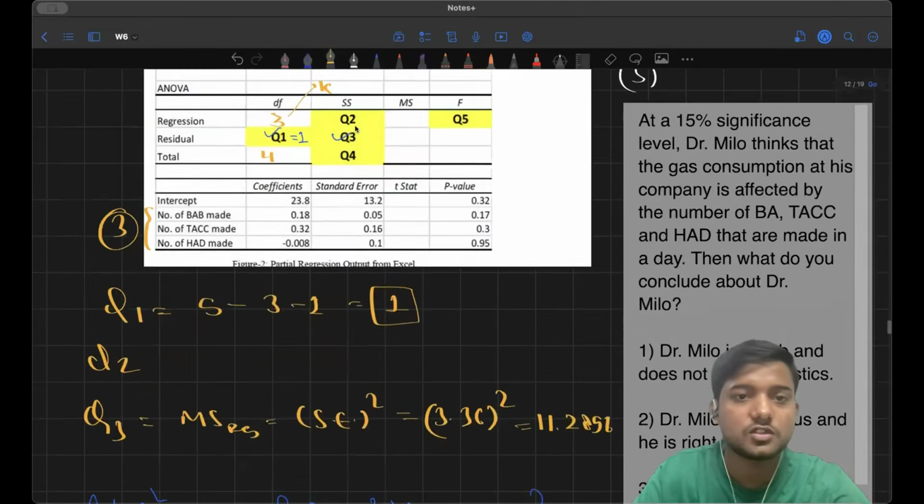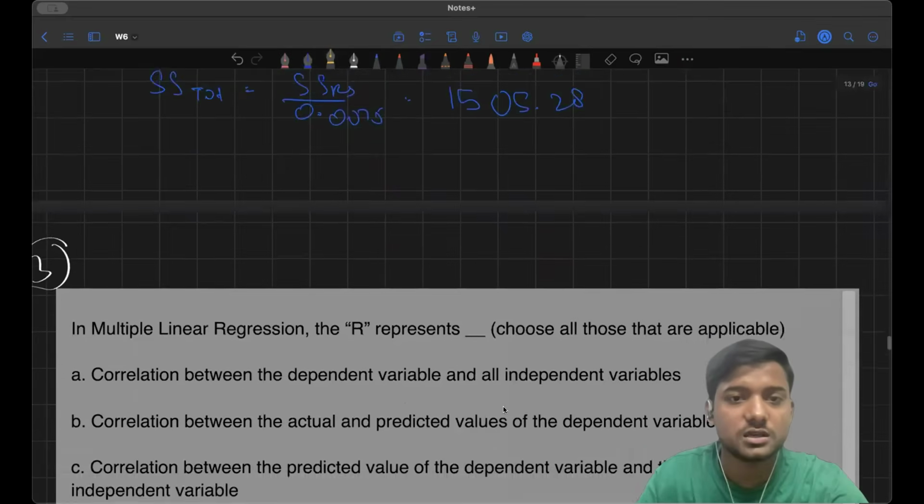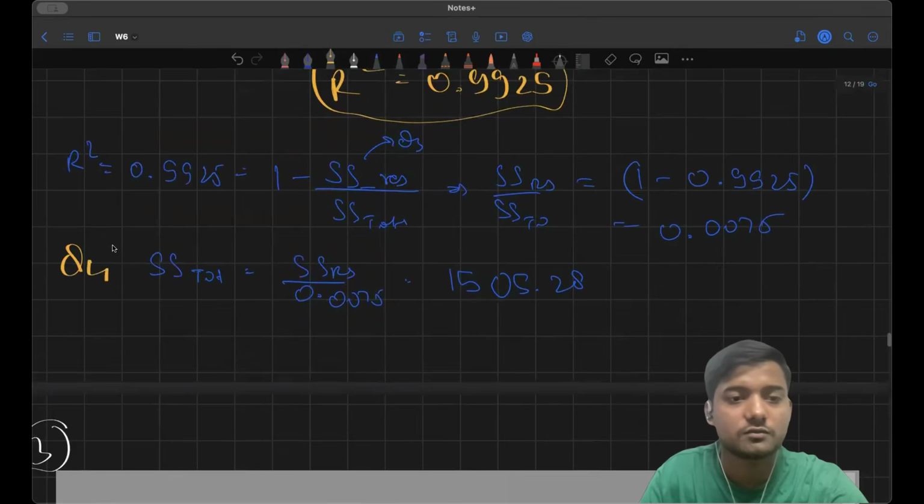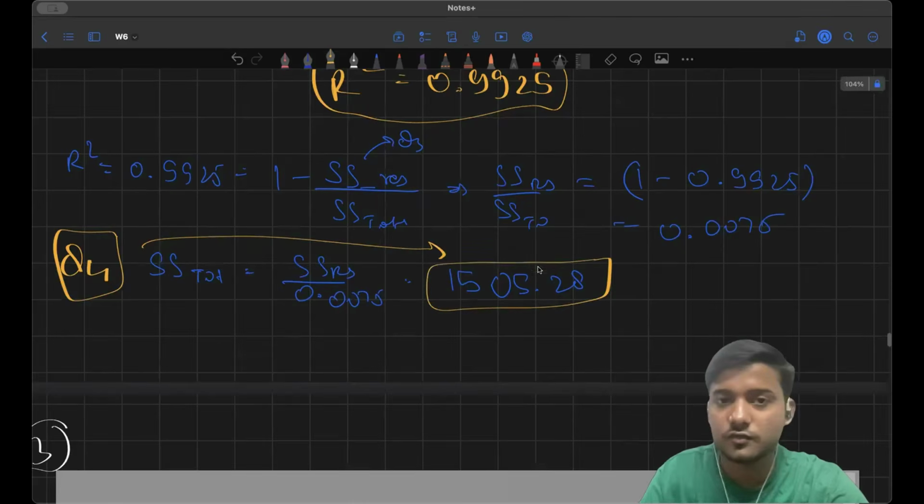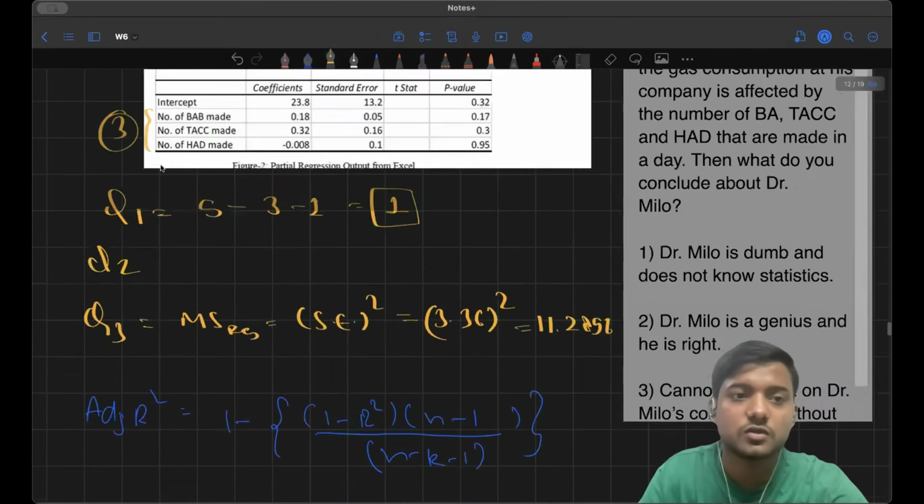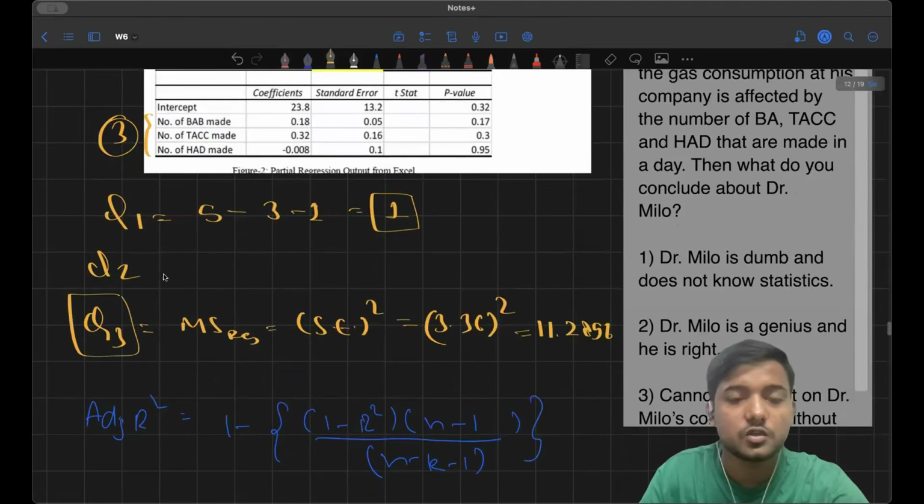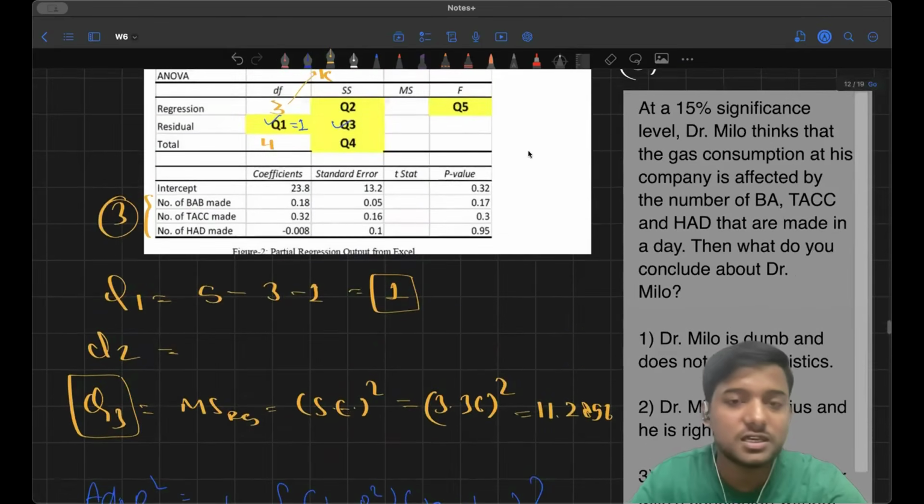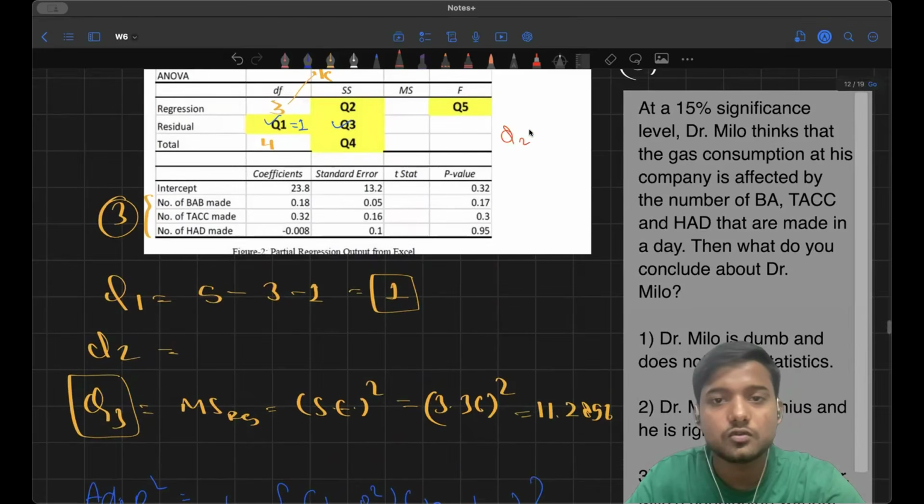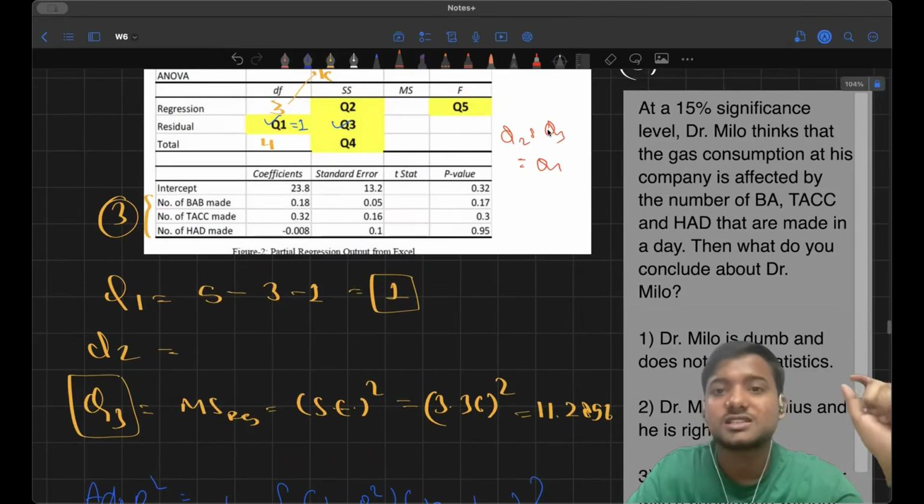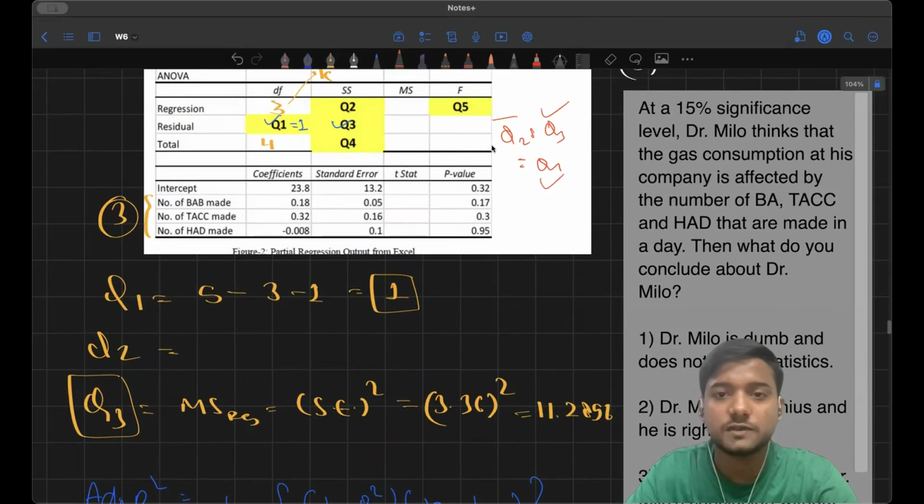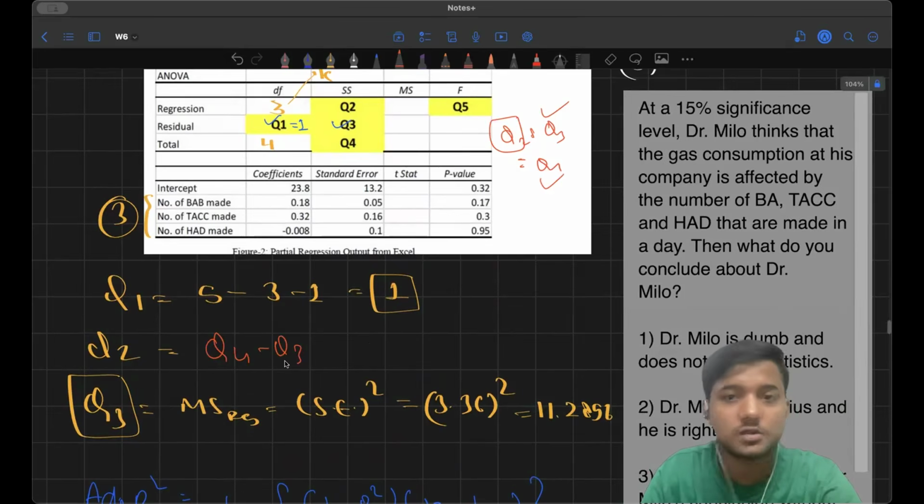So sum square total was Q4. So this part which you are seeing here, this is my Q4. Now we already know Q4, so you also have access to Q3, right? Q2 is going to be what? Because we know this relationship, Q2 plus Q3 should be equal to Q4. Basically, sum square regression plus sum square residual equals sum square total. We know Q4, we know Q3, so we can calculate Q2 from here. That is going to be Q4 minus Q3. You can plug in the values and you'll get the answer.